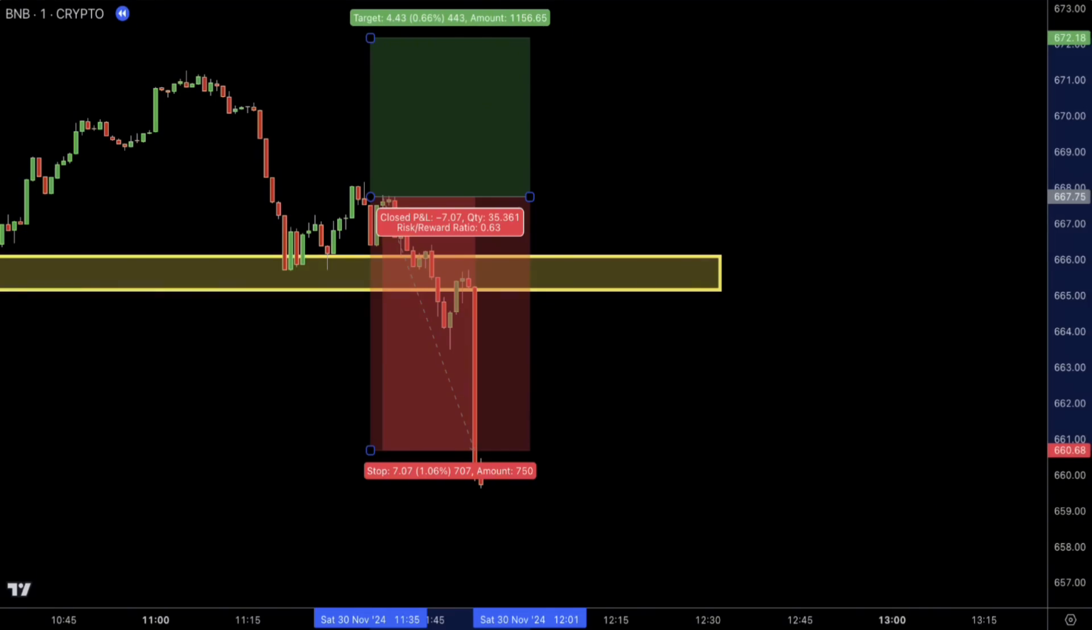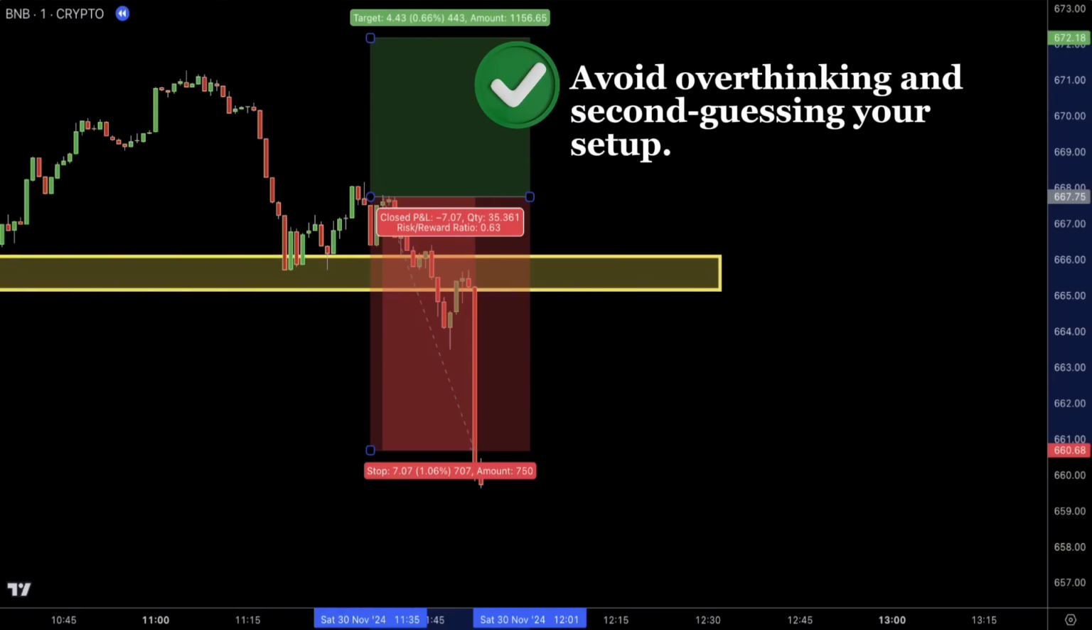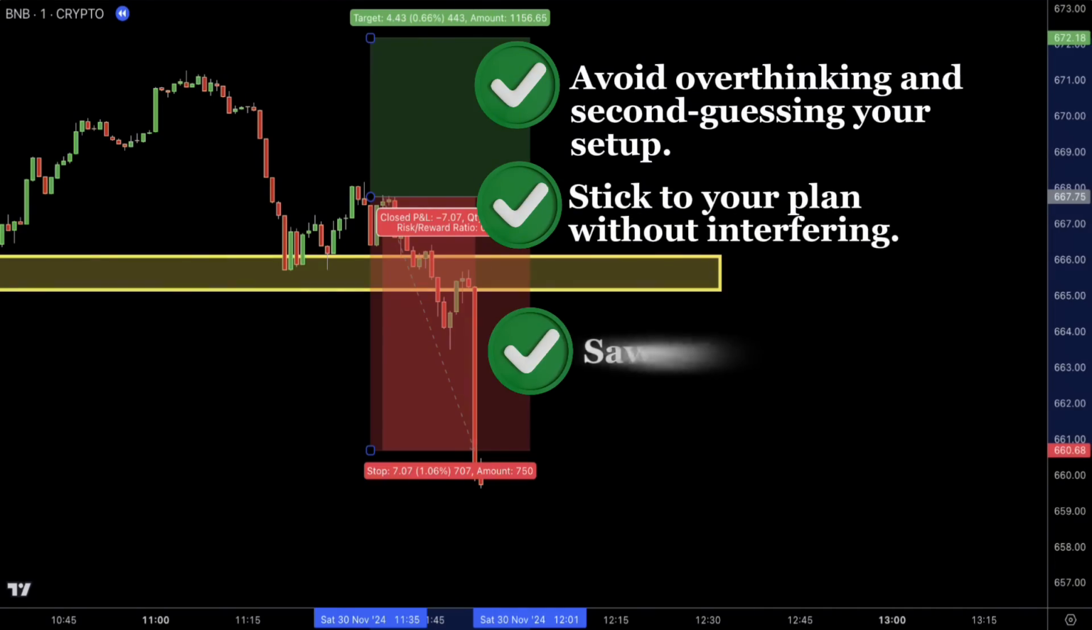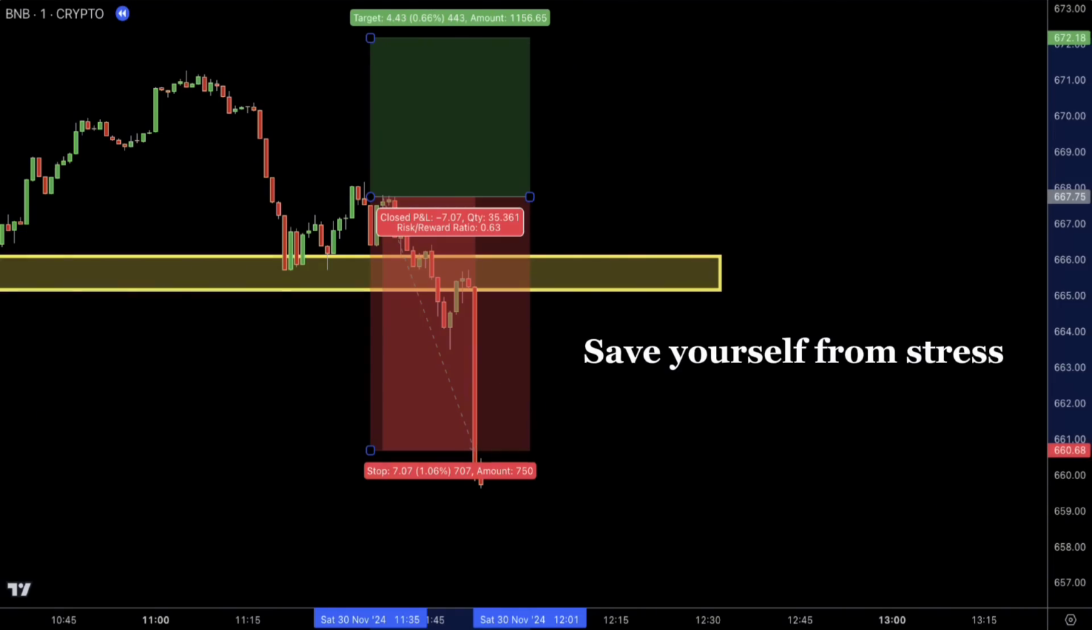The beauty of the set and forget approach is that it removes the emotional chaos from your trading. By stepping away from the screen, you avoid overthinking and second-guessing your setup. You stick to your plan without interfering. You save yourself from the stress and mistakes that come with emotional decision-making.